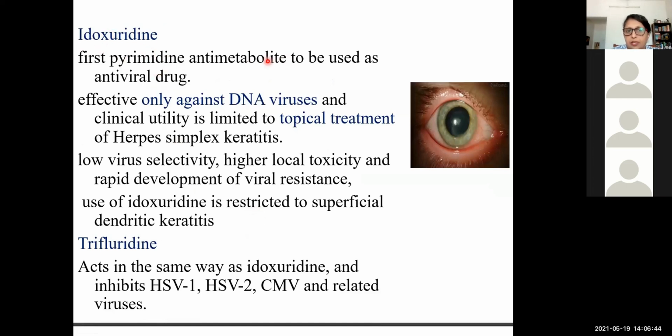Idoxuridine is a pyrimidine antimetabolite. But it has low virus selectivity and high toxicity, so it is used only for topical treatment. It acts against the DNA virus, and it is used in herpes simplex keratitis and also superficial dendritic keratitis. So that is idoxuridine. Another analog is trifluridine. It is similar to idoxuridine, and it is useful in case of HSV1, 2, CMV, and other related viruses. It is also for topical treatment.